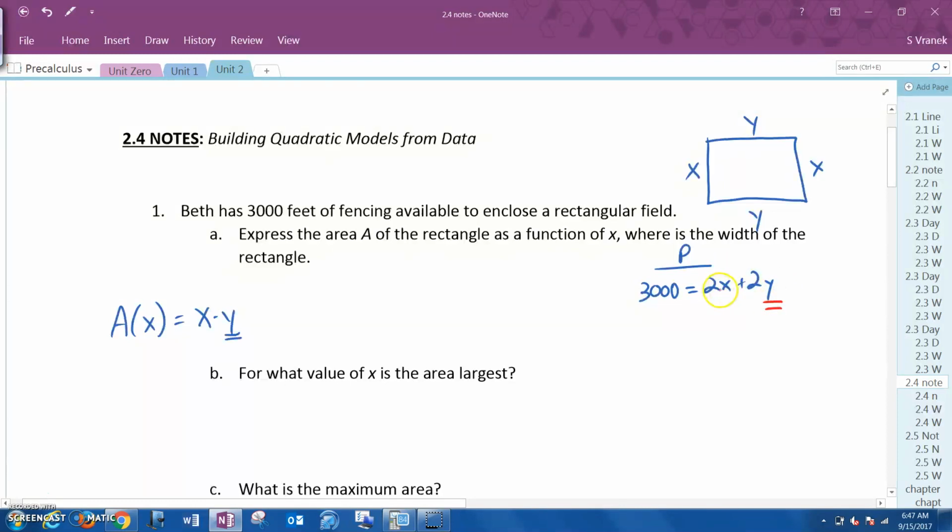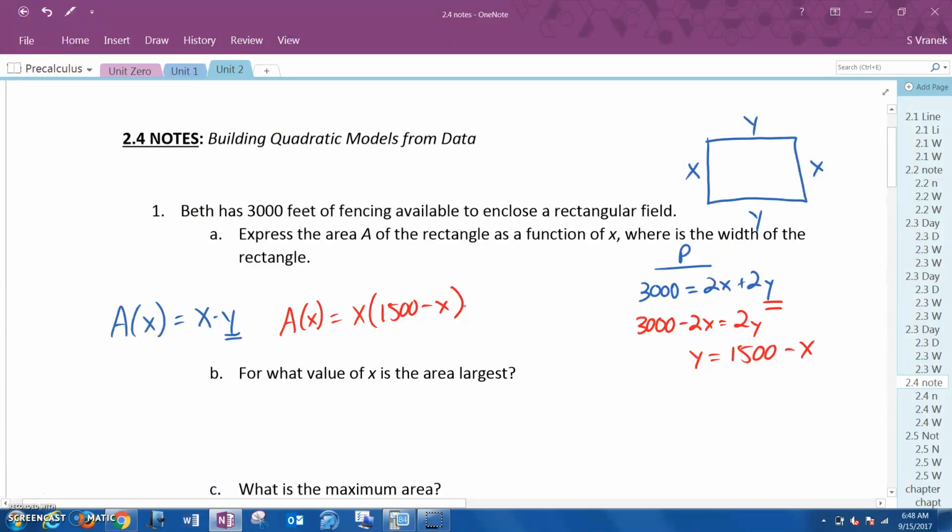So if I want to solve for this, the first thing I would do is subtract the 2x, and then I would divide by 2. And you get y is equal to 1,500 minus x. The whole reason we do this is that now you can sub that in over here. So now I could come up with a formula, A of x is equal to x times 1,500 minus x. And honestly, if you just leave it like that, I'm fine. Or you can distribute it out.